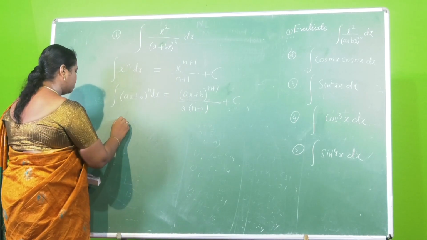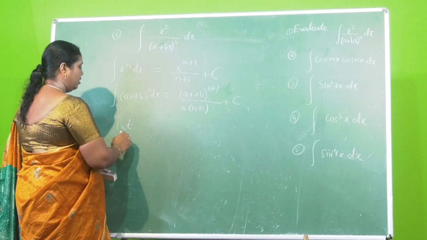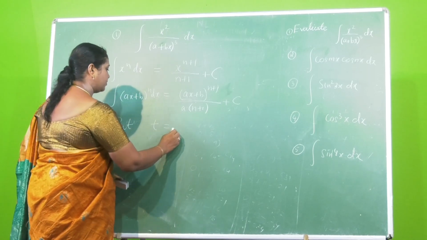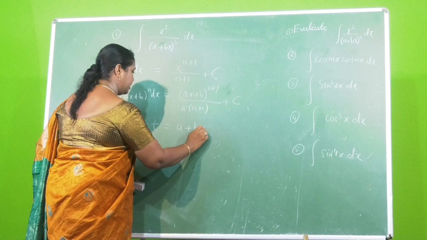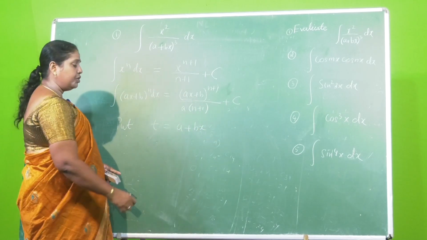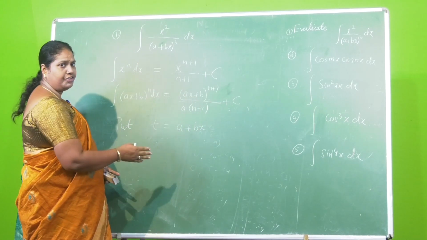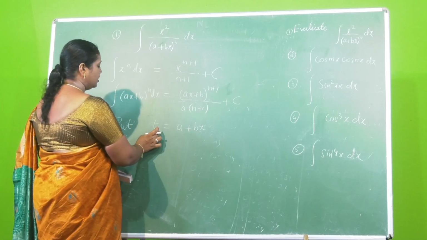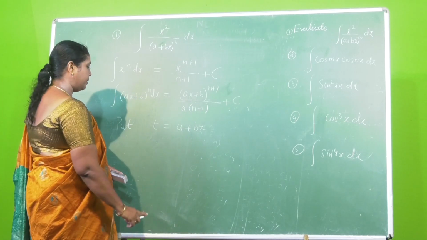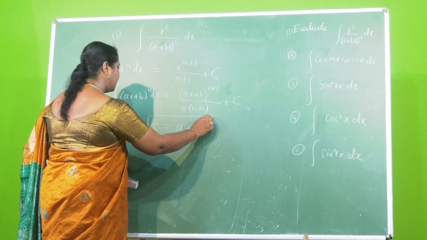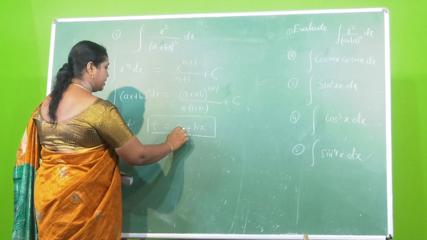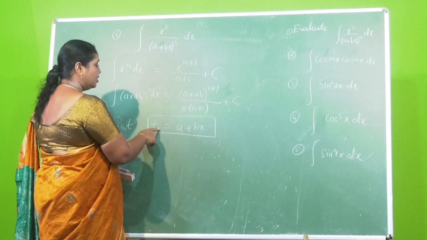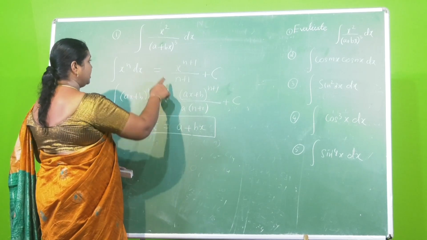So put t equal to a plus bx. You can use y or z, whatever variable you want. I am going to fix the substitution variable as t. So I am going to replace this a plus bx by the variable t. So t is a variable. Now we have to substitute this here.